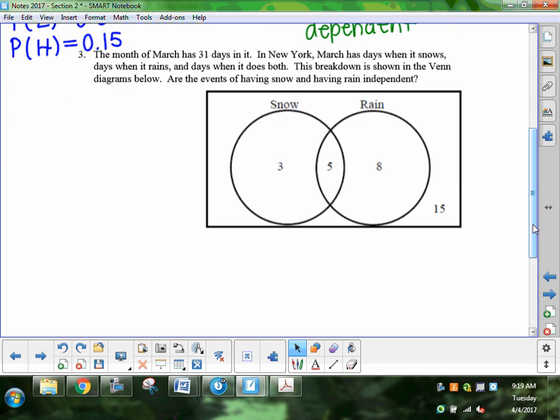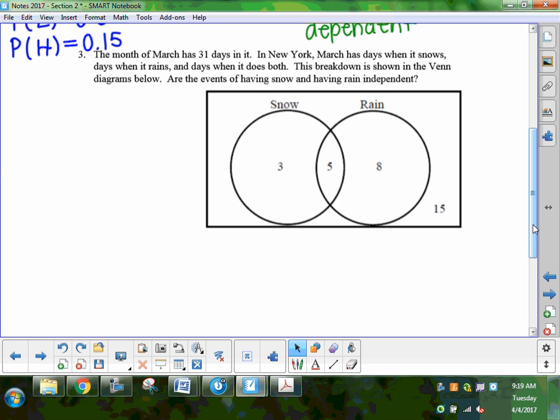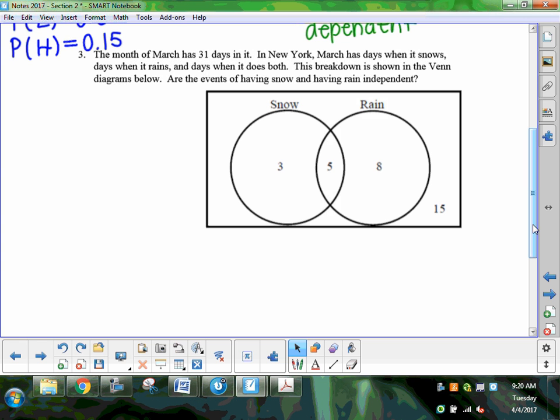Go through and try out number 3 on your own. This one you can do either way. You can do it as something given something, or you can do it as the and setup. It doesn't matter which one you do, but you've got to do one out of the two. And whichever one our victim picks is the one that we'll go through and do.